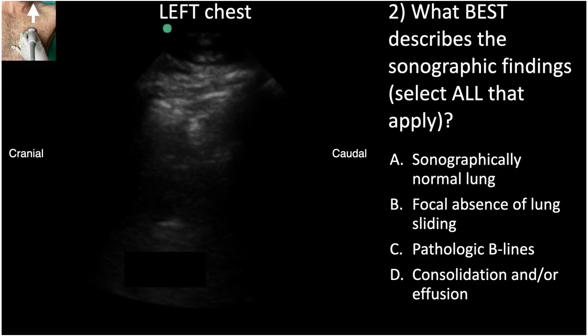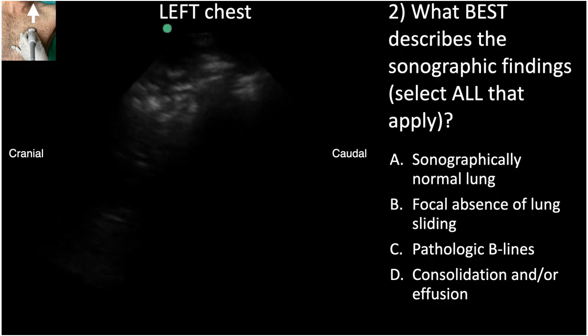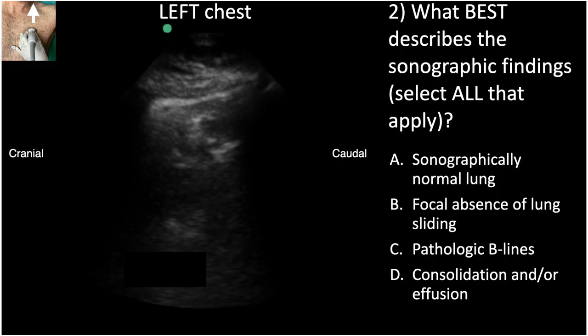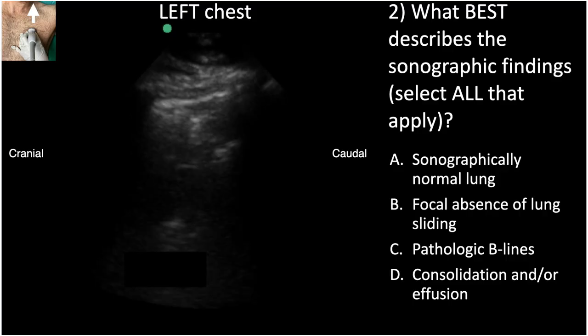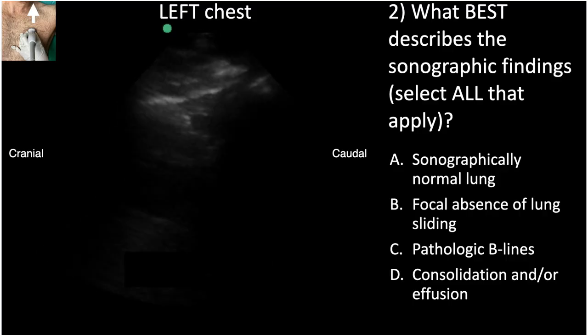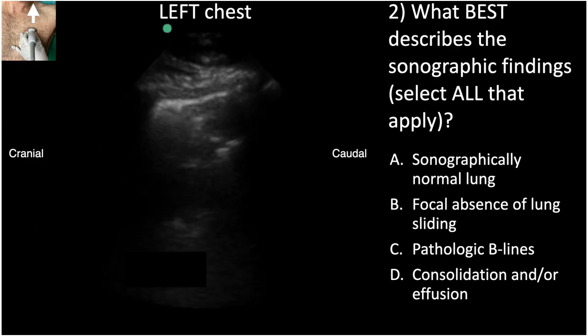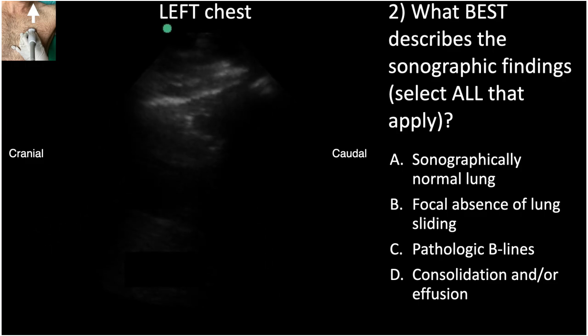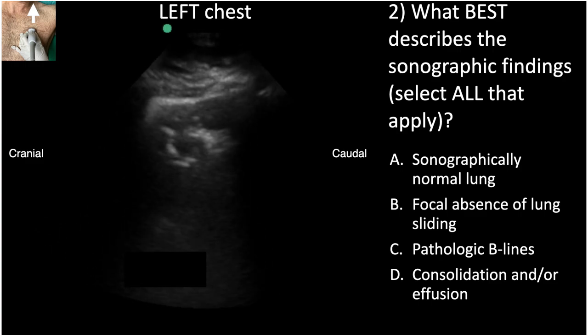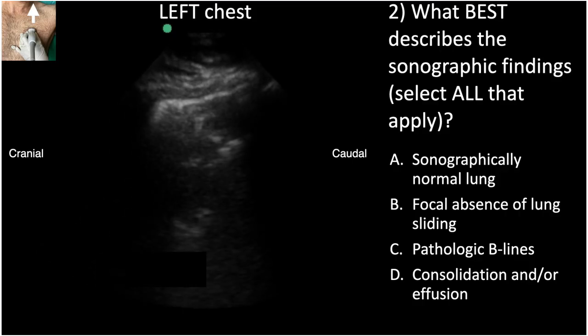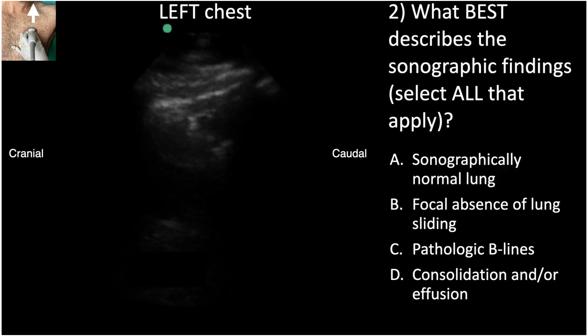Here's a representative ultrasound clip of the patient's left anterior chest. Question 2. What best describes the sonographic findings? Select all that apply. A. Sonographically normal lung. B. Focal absence of lung sliding. C. Pathologic B lines. D. Consolidation and/or effusion.